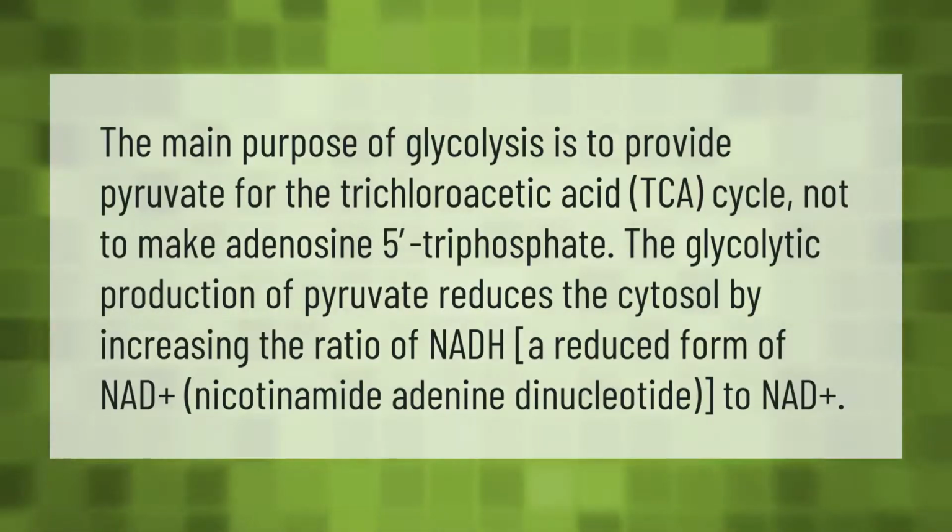The main purpose of glycolysis is to provide pyruvate for the tricarboxylic acid, TCA, cycle, not to make adenosine 5'-triphosphate. The glycolytic production of pyruvate reduces the cytosol by increasing the ratio of NADH, a reduced form of NAD+, nicotinamide adenine dinucleotide, to NAD+.